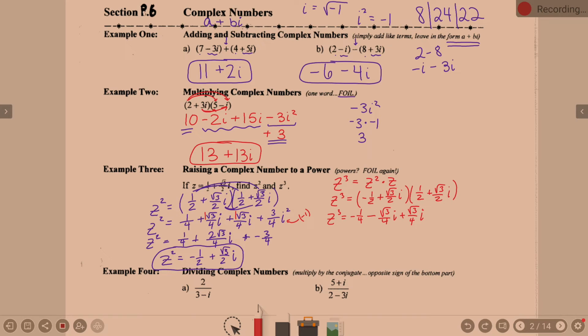And lastly, multiply your last. Square root of 3 over 2 i times square root of 3 over 2 i. So square root of 3 times square root of 3 is 3. 2 times 2 is 4. i times i squared.